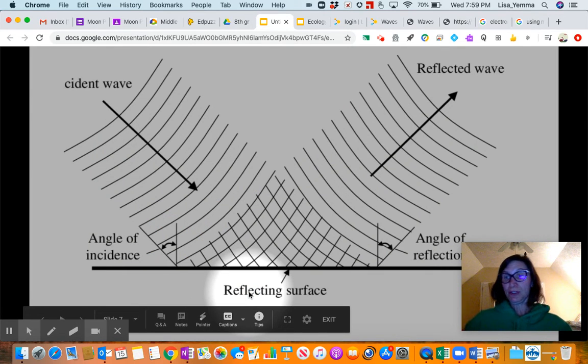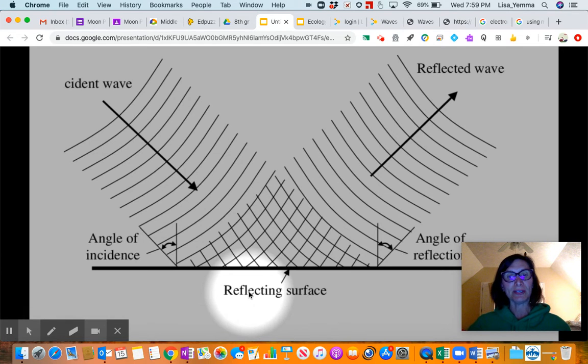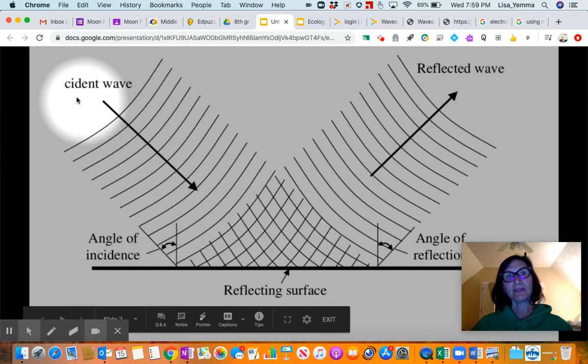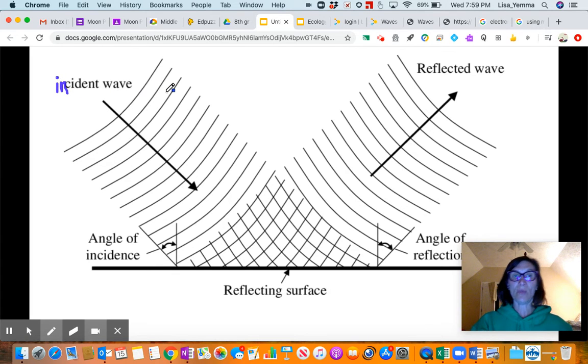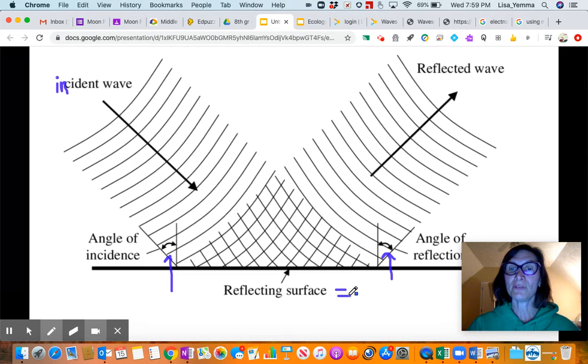This image, of course, I've just been perusing Google Images, and I really liked it because it shows us that there's an incident wave, and it looks like the "in" got cut off from me screenshotting. The incident wave and the reflected wave are showing that this angle of incidence here is equal to my angle of reflection. And if those two variables are the same, what you know to be true is the reflecting surface is planar. The reflecting surface is flat.